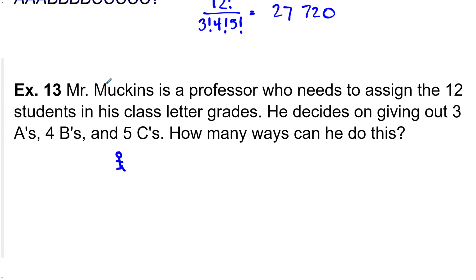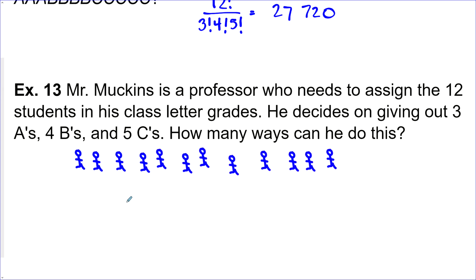Now let's see what we can do with this, which is called labeling. Mr. Muckins is a professor who needs to assign 12 students in his class letter grades, and he decides to give out 3 A's, 4 B's, and 5 C's. So how many ways can he do this? First of all, let's make 12 students. I could give this one an A and maybe this one, and how about this one? And 4 B's, so I like this guy here, and this girl here, and this girl here, and this guy here. And the rest C's, these guys over here, they're all C's.